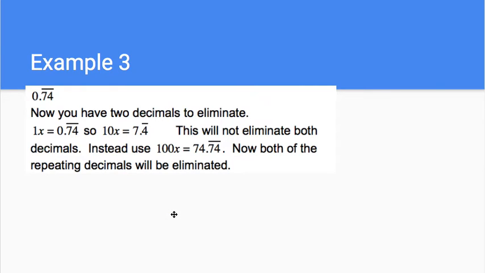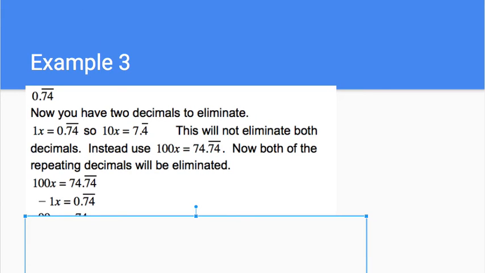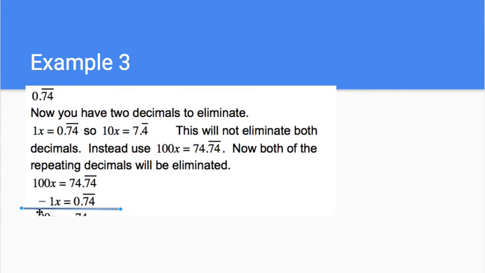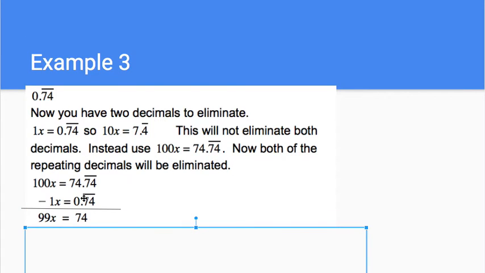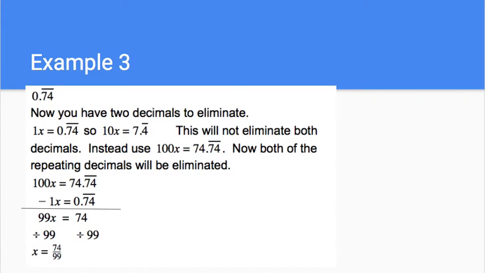I'm going to use the 100x in my equation. And then this part is exactly the same. 100x is equal to 74.74. So I subtract the 1x is equal to 0.74. Notice these line up perfectly. Had I done it differently, it would not have lined up perfectly. So the 0.74, those cancel each other out. 74 minus 0 is 74. 100x minus 1x is 99x. So 99x is equal to 74. Divide both sides by 99. And we get 74 over 99.